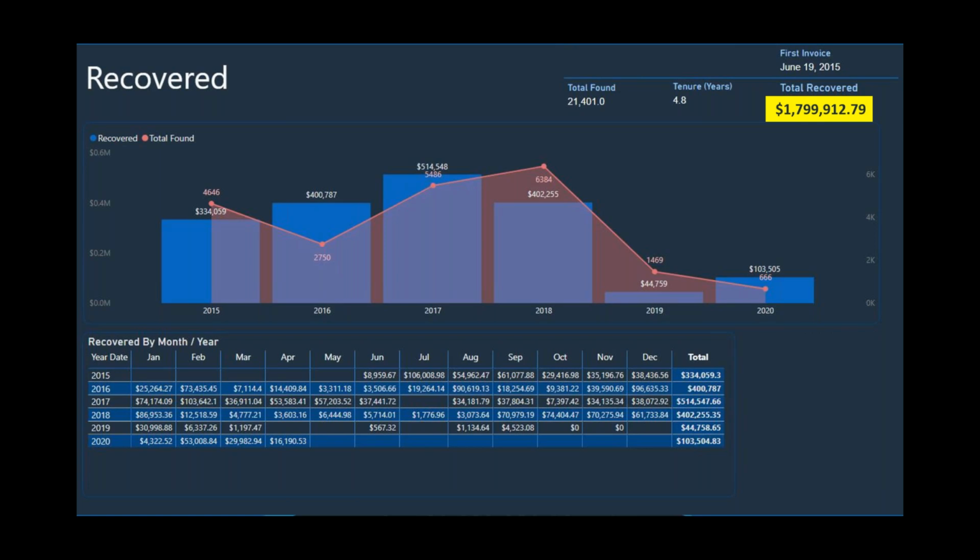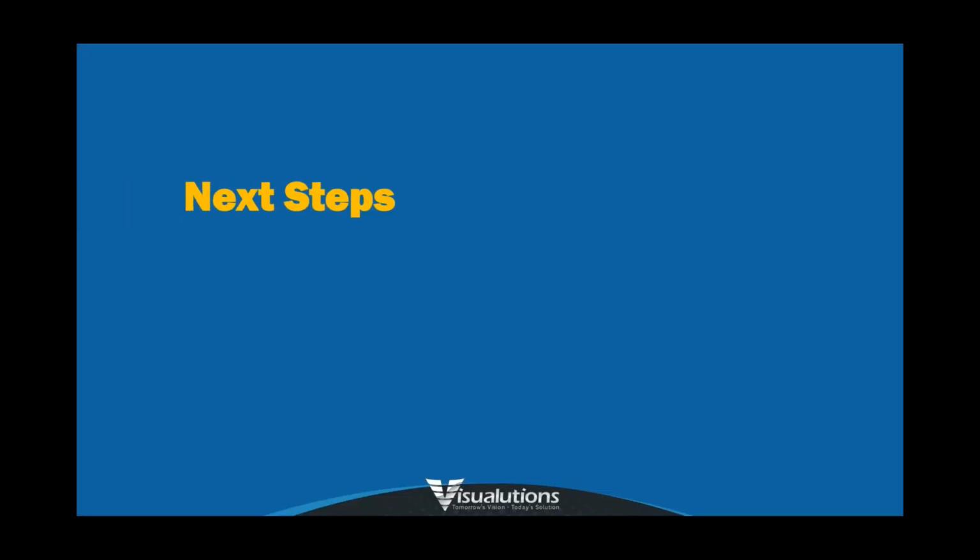Formerly, that $1.8 million was lost and unrecovered and untapped revenue. If you'll notice below, recovered by month and year, you will see how this particular customer each month has successfully found visits that were eligible for retroactive Medicaid coverage, $1.8 million worth. Does your organization need this service to help you discover your untapped revenue?